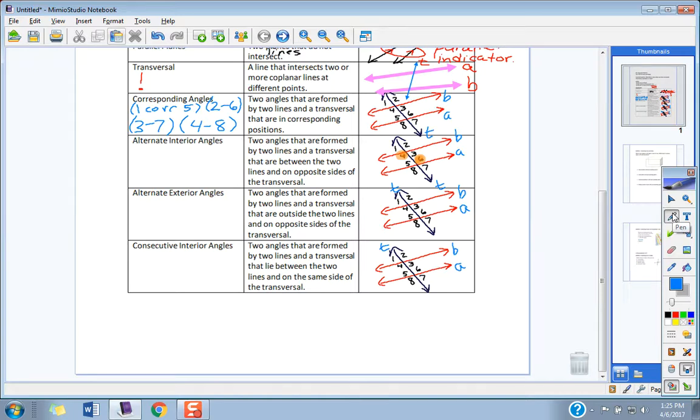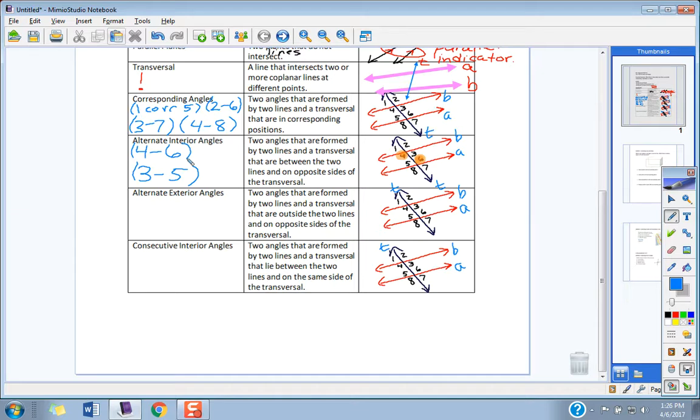alternate interior angles. 4 is alternate interior to 6. What's another pair of alternate interior angles? 3 to 5. Yep. You got it.